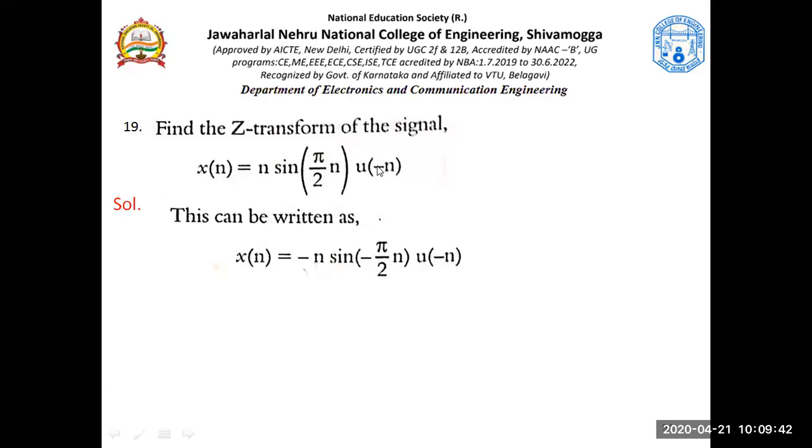The minus here, this is the signal. In place of omega naught, we have pi by 2. So this standard signal is sine omega naught n u of n. Understand that? Sine omega naught n u of n is the standard signal.